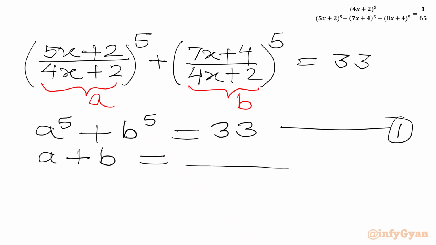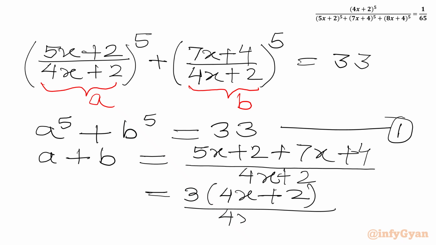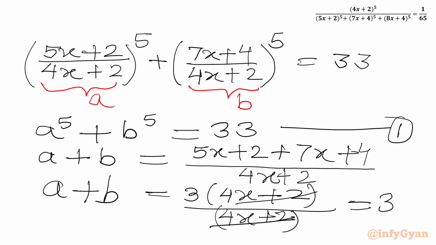So we have common denominator 4x plus 2. Now we have to simply add the numerators. So I will write 5x plus 2 plus 7x plus 4. This will be equal to 12x plus 6. And if I take 3 common, then we will get 4x plus 2 in the bracket. Denominator is 4x plus 2. Now we can cancel 4x plus 2 from the numerator and denominator. So we will be getting our second equation: A plus B equal to 3. Now we have to solve this new system of equations.